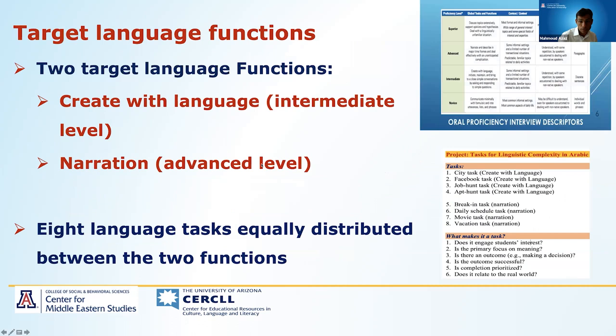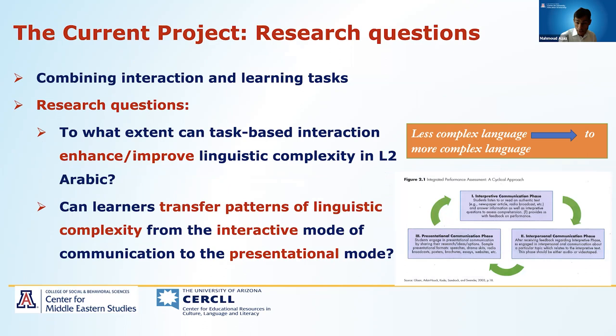So we asked in this research project two basic questions. The first is, to what extent can task-based interaction enhance or improve linguistic complexity in L2 Arabic? And linguistic complexity here is defined as the amount of content words that a student would use and the syntactic features. And syntactic features mean three things. Let's keep them in mind: how long their clauses are, the ratio of subordination and coordination.